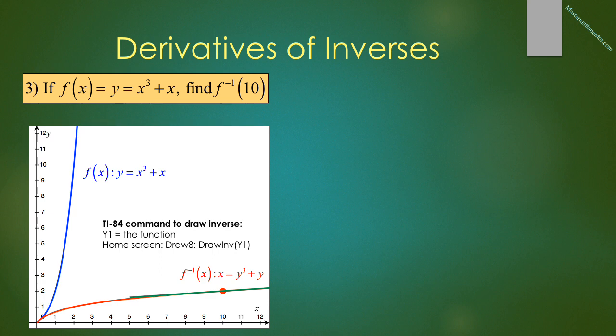But the TI-84 does have a command to actually draw the inverse. When we draw the inverse, it's doing really what we normally do to find an inverse, which is just switching the x and y points. So you put the function into y1, and from the home screen, you type draw 8, draw in y1, and it will then draw in the inverse.